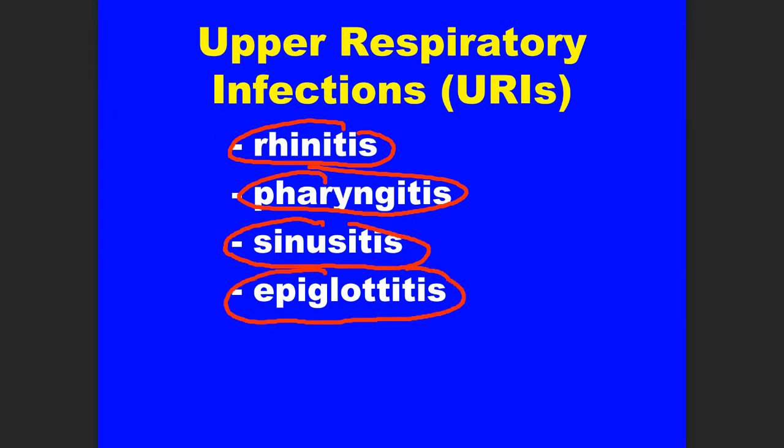That's an infection and inflammation in the epiglottis, which is a little flap of cartilage that folds over your respiratory tract whenever you swallow. It helps to direct everything down your esophagus and prevent it from getting into your respiratory tract. Okay.